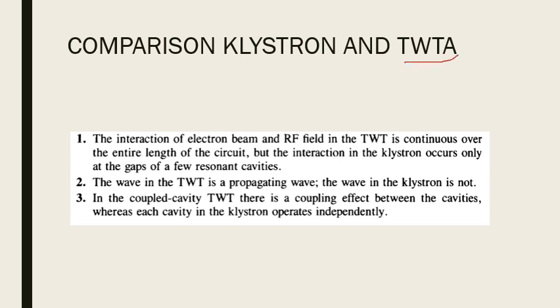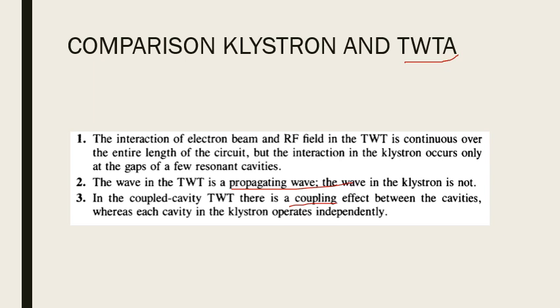The first degree of comparison is that the wave in a traveling wave tube amplifier is always propagating. Meaning, in klystron, the wave was present only in the buncher cavity. It was the electron beam which was interacting, and then that energy was getting collected at your catcher cavity. The wave was not propagating in klystron, whereas in TWTA, the wave is always a propagating wave. Secondly, in coupled cavity TWTA there is a coupling effect.